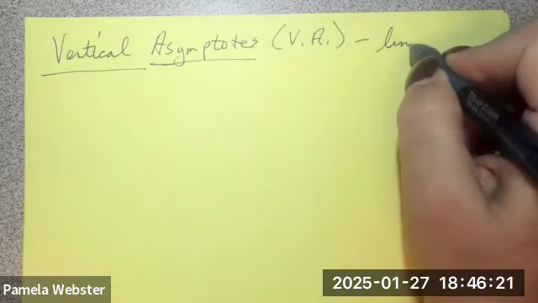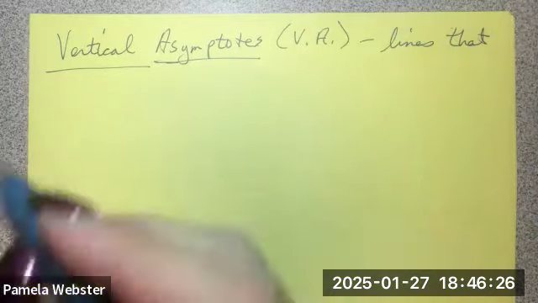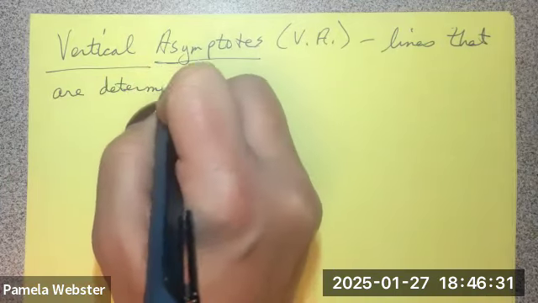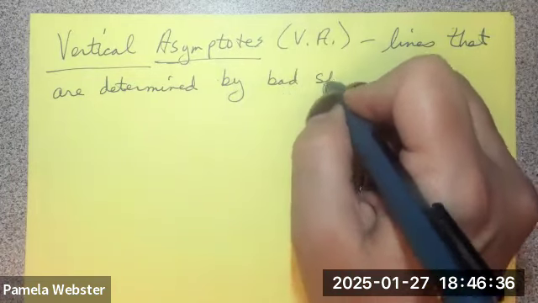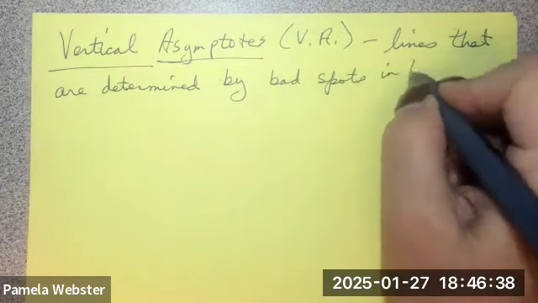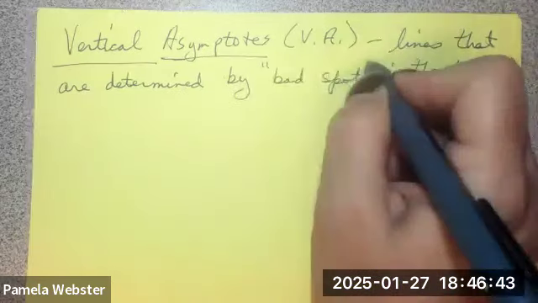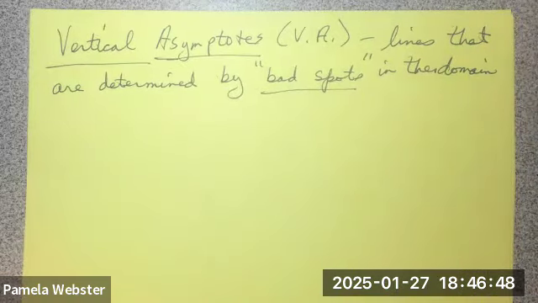These are lines that are determined by bad spots in the domain. And I've used that phrase before, right? These are bad spots in the domain. Okay. So if you'll remember, the bad spots in the domain happen whenever I divide by 0 or whenever I take the square root of a negative number, right? Those are the things that I've got to watch out for.